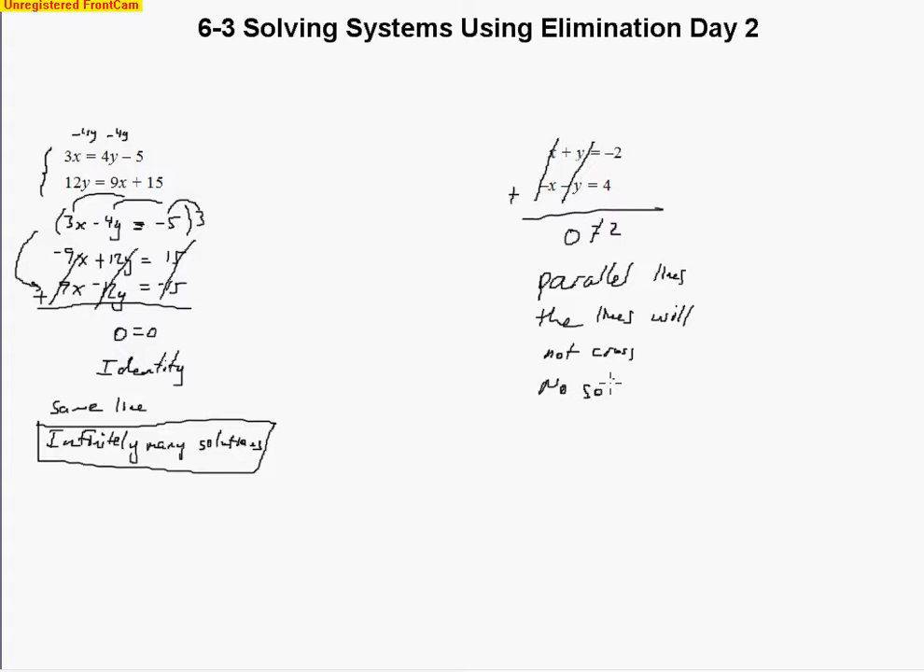So typically we just had one solution with most of the problems we saw. That's where we got an x value and a y value. But here we had infinitely many solutions because we had the same line with an identity. And here we did not have an identity, so we had parallel lines, no solution.